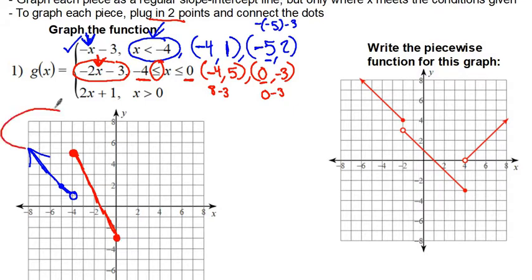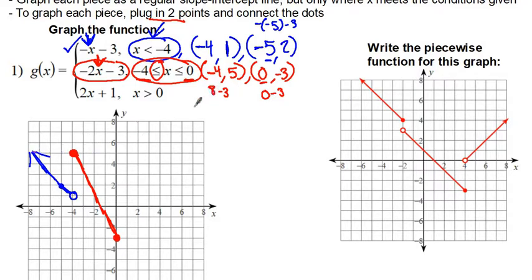But notice that we're not graphing anything over here or anything over here because the condition says x can only be between negative 4 and 0. And that's exactly how we signify that. Alright, if you haven't tried, see if you can once again pause and fill in that third piece right there. And then we'll do that together right now.